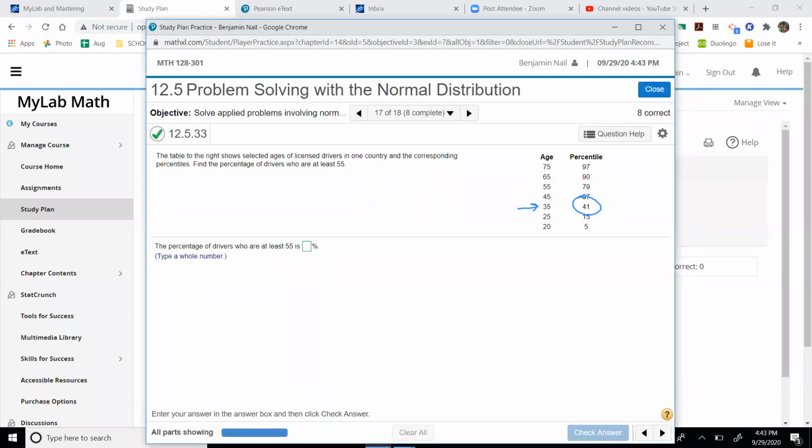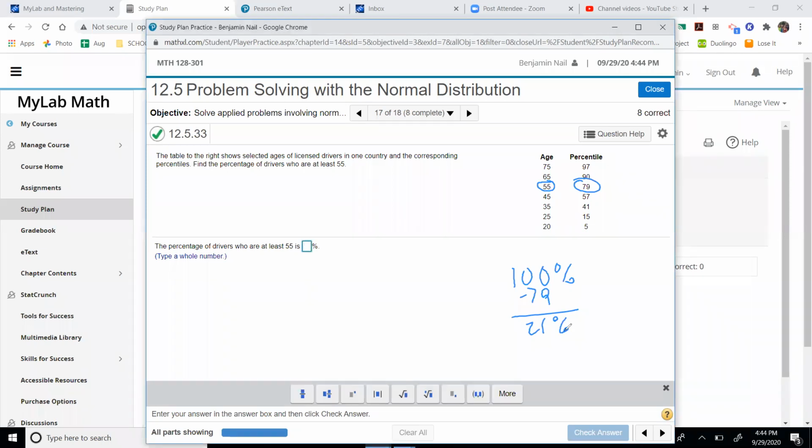If they ask us a similar question, say we want to know the percentage of drivers who are at least 55, again look at 55. That gives us a percentile of 79. So 79% of the drivers are below the age of 55. If we want the percentage of drivers who are at least, or above, then again we need to subtract from 100. 100% represents the total. If 79% of the drivers are below 55, we subtract that 79, and that gives us 21% of our drivers that would be above or at least 55.